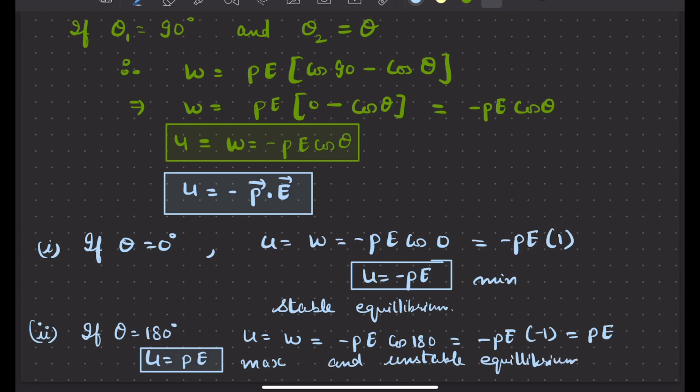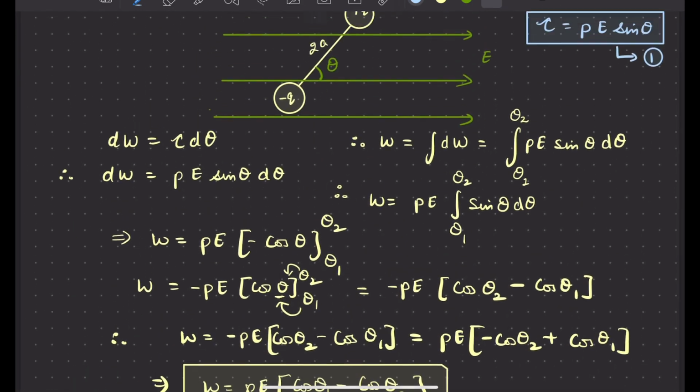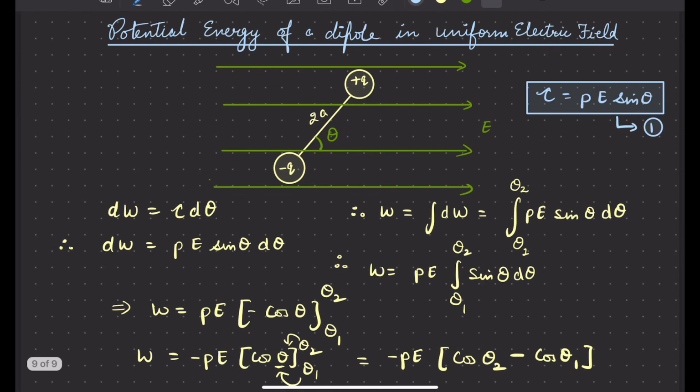So this is all about the potential energy possessed by a dipole when it is placed in a uniform electric field.